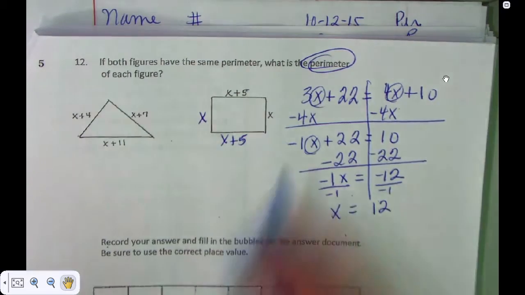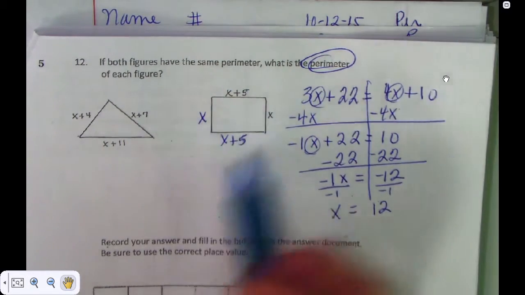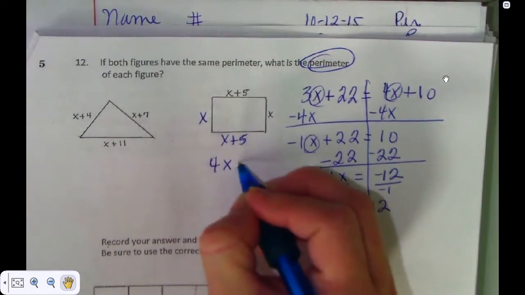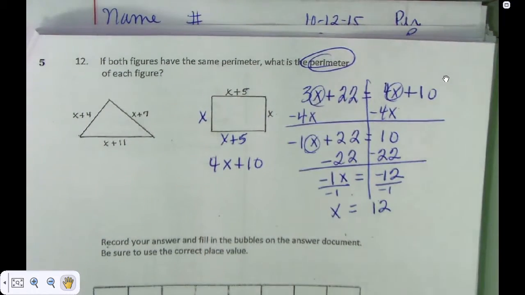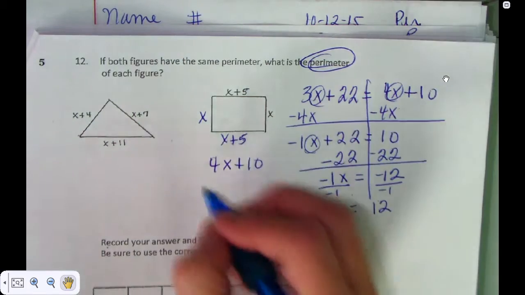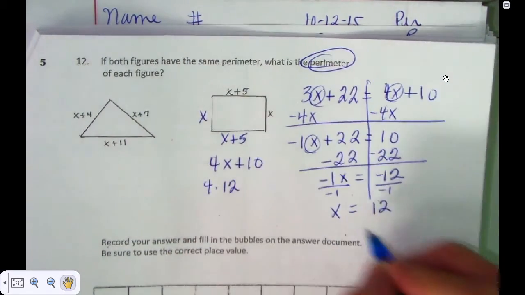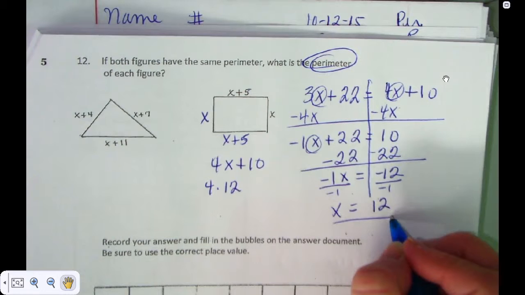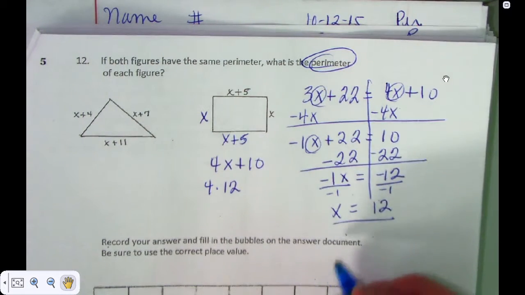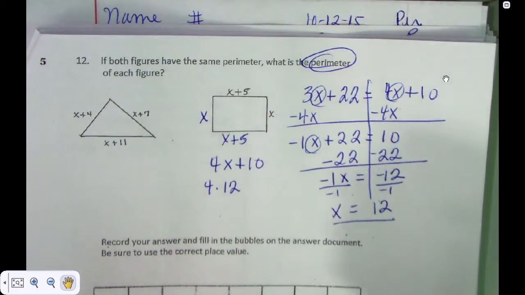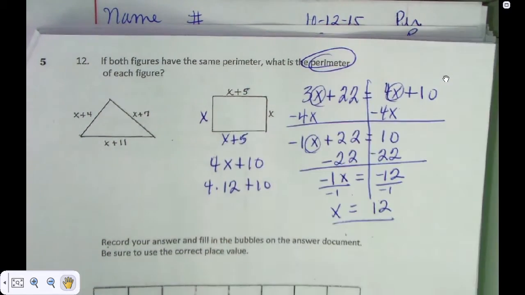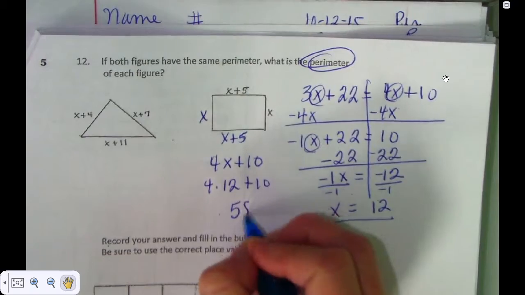Is that my answer? No, because I still got to get perimeter. To get perimeter of that rectangle, I could use either one, but I'm going to use 4x plus 10. I'm going to use the rectangle. So 4 times 12, we found out x was 12. Oh, we didn't check it, did we? Okay, just take my word, it's 12. Plus 10. So what's 48 plus 10?